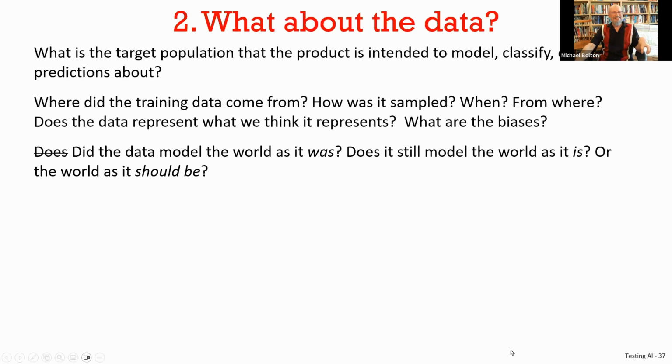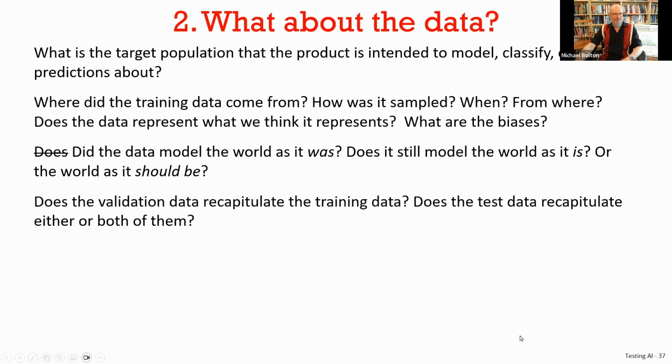Does the data model the world as it was? Does it still model the world as it is, or the world as it should be? Does the validation data, which is used in training, you run the algorithm on some training data, and the machine learning algorithms generate a model. They pick an algorithm that appears to work, and then we validate it against the validation data, and it appears to work then. And then we run it past the test data, which is a bunch of data that the large language model or the AI has never seen. One of the things that's really bad about the way that large language models have been trained is that the data in the world about which it's supposed to make predictions is actually embedded in the training or in the validation data. And so it's just recapitulating, retrieving in a way its results from things it already knew.